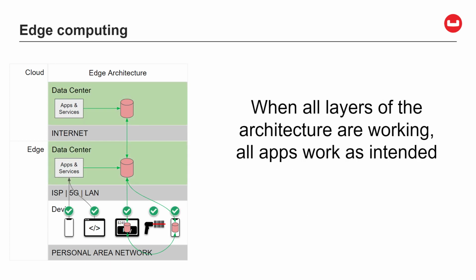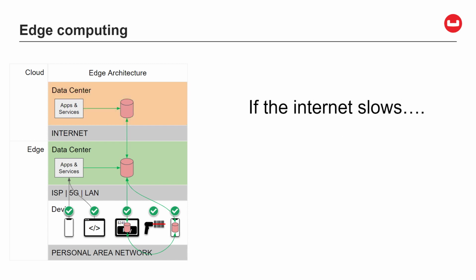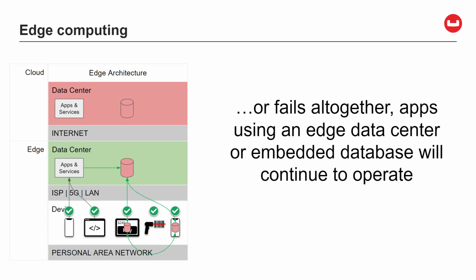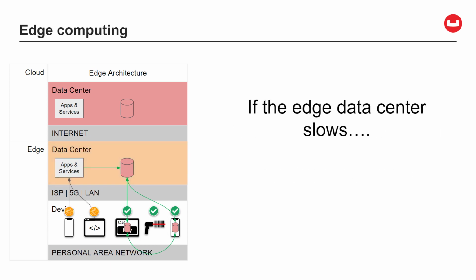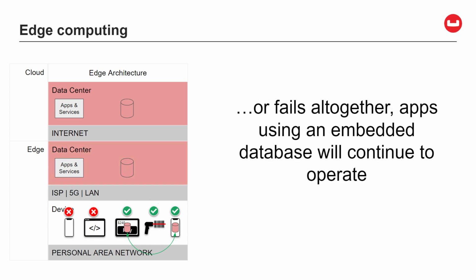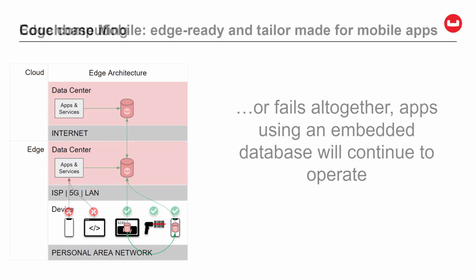When all the tiers and network layers of the edge computing architecture are running smoothly, apps work as expected. But if the internet slows down or the cloud suffers an outage, apps that rely on the edge data center or that have an embedded database are not impacted at all. And if we lose the internet altogether, clients that use an edge node or an on-device database will continue to operate without issue. Similarly, if the edge data center slows or goes down, apps with an embedded database continue to remain available and sync data between devices 100% of the time.